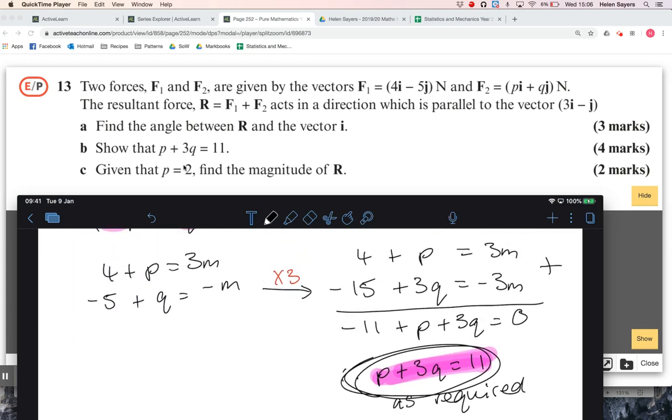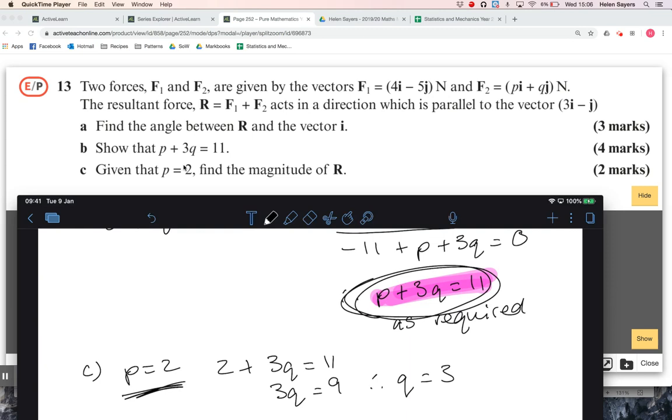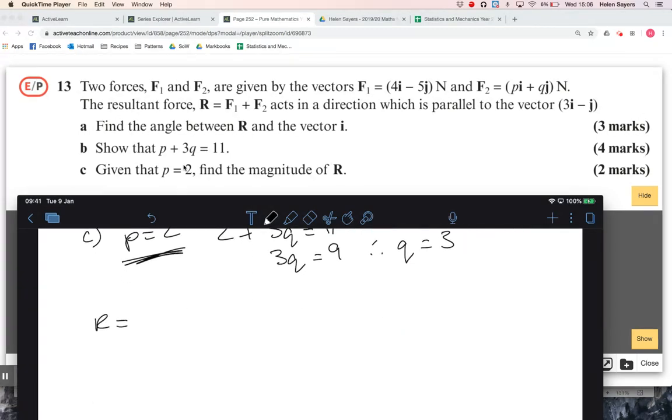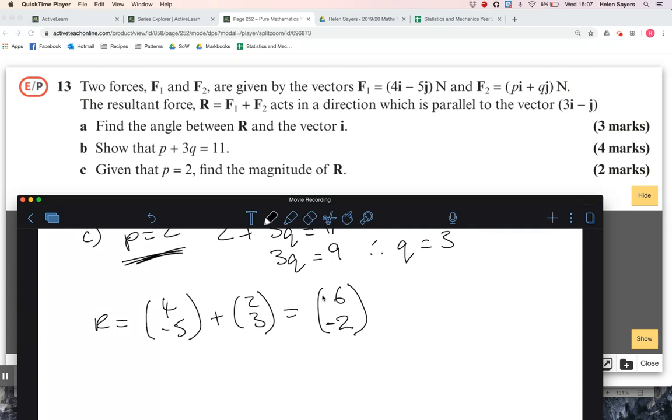So what I might as well just do is go back to this thing here. So R1, and again, I'm going to work in column vectors just because I prefer that. So R1 was 4 minus 5. We have just established that P is 2 and Q is 3. So as a column vector, that will be 2, 3. So R is 6 minus 2. I always do daft things like that. Yep, so that's just 4 plus 2 for my x direction or my i component. Minus 5 plus 3 is minus 2 for my j vector or my y direction.